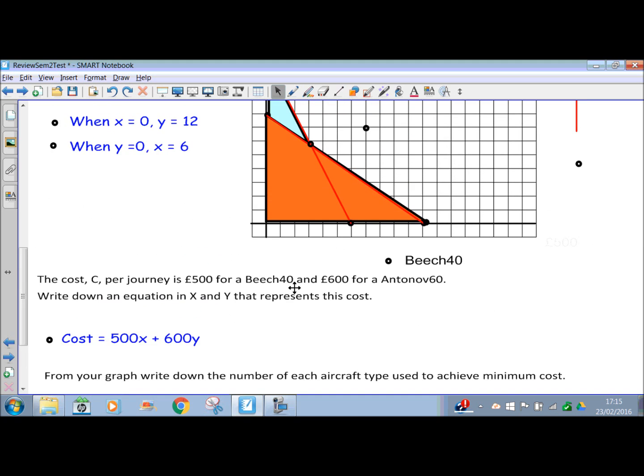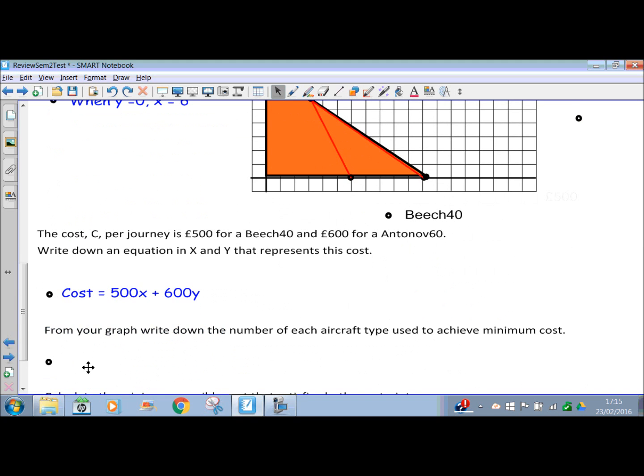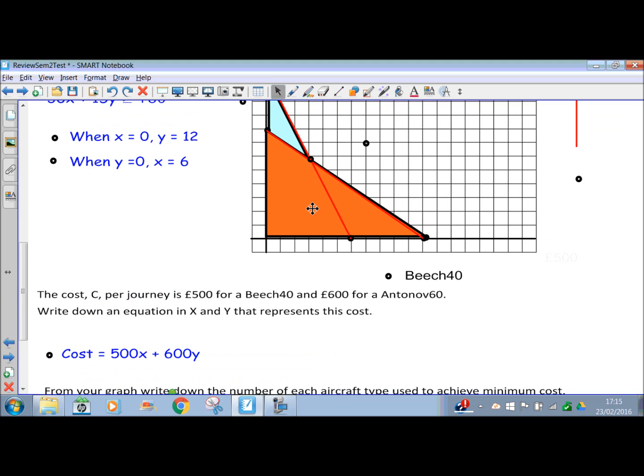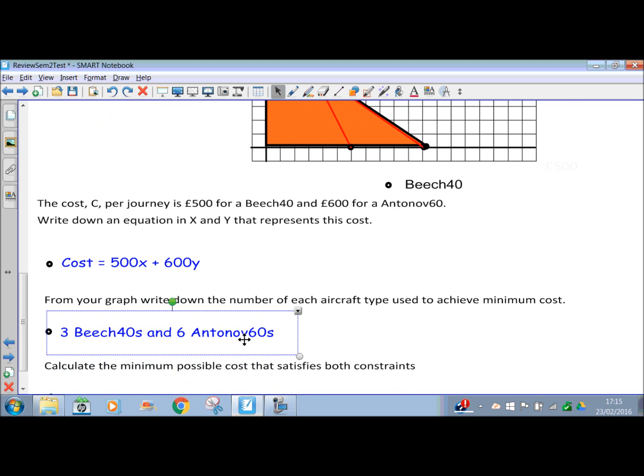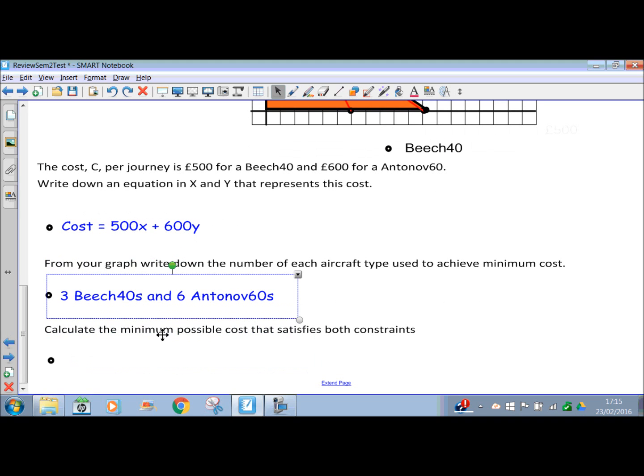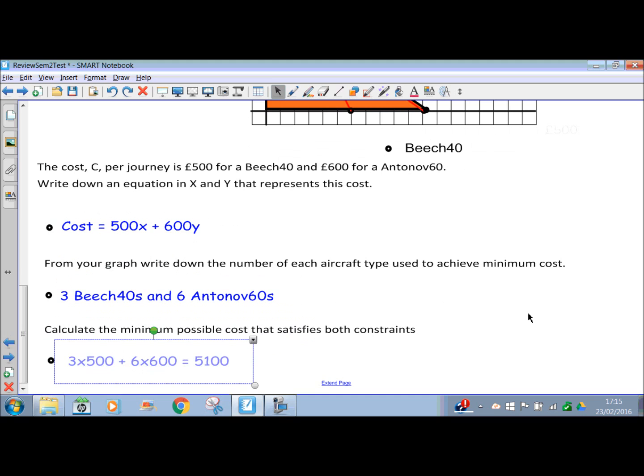When we do this, we find that the minimum cost occurs at this point here, when there are 3 Beech 40s and 2, 4, 6 Antonov 60s. Putting those values into this equation here, we will have 3 times 500 plus 6 times 600, which will be £5,100.